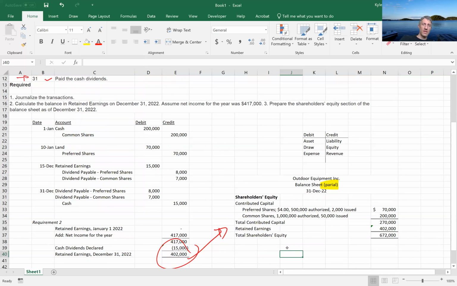Okay. And now this is requirement 2 done. It was prepare the shareholders' equity section of the balance sheet and calculate retained earnings. Of course, we needed to know what retained earnings was in order to do that, because retained earnings goes on the balance sheet.